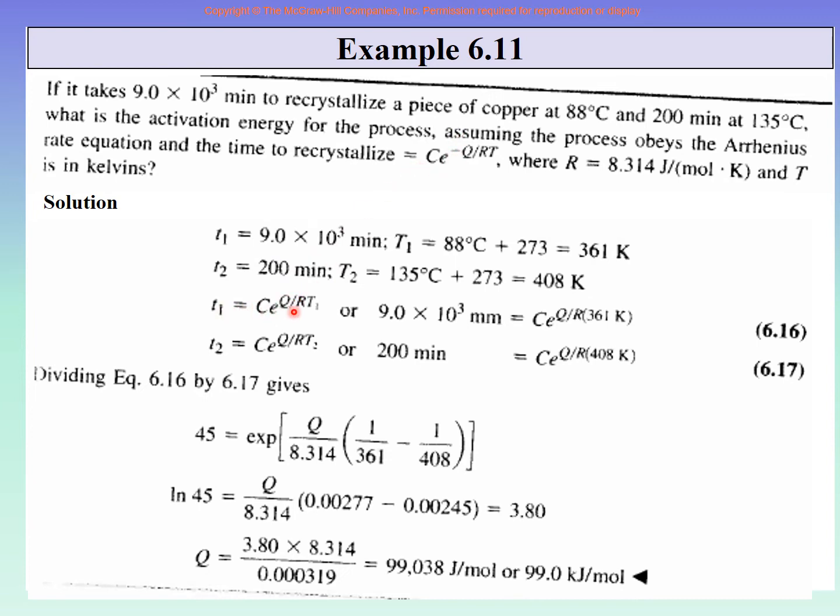So we are just learning the methodology. So this is the first equation. So t1 is 9 into 10 raised to 3, and C e raised to Q upon RT1, you put the values. But as you are seeing, they are leaving R there for now.